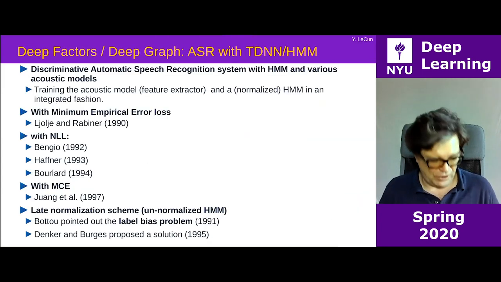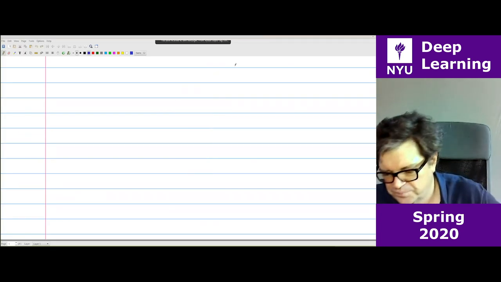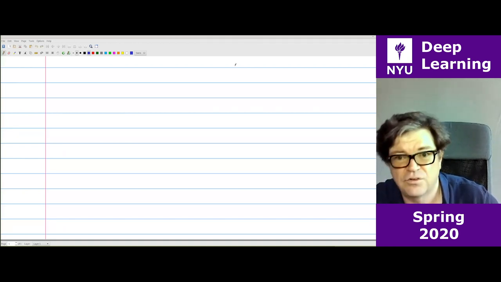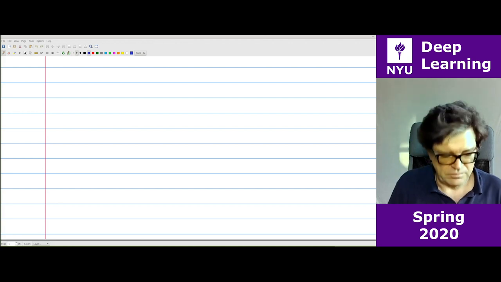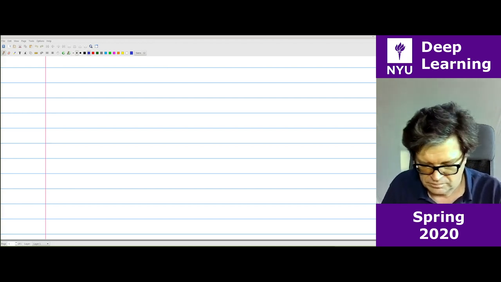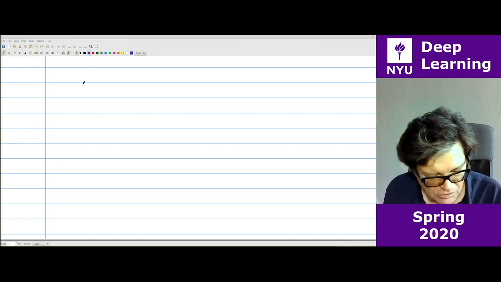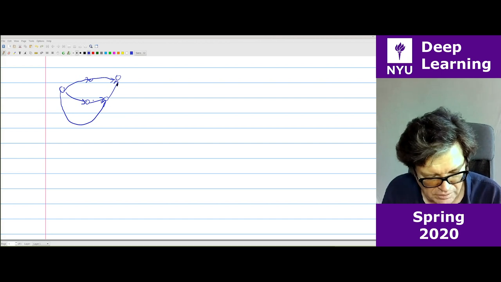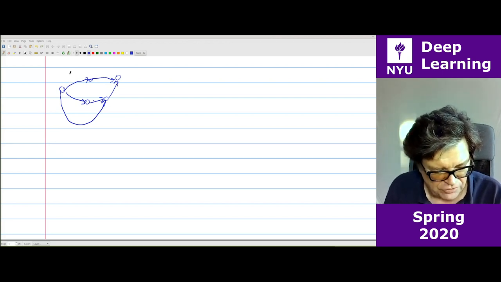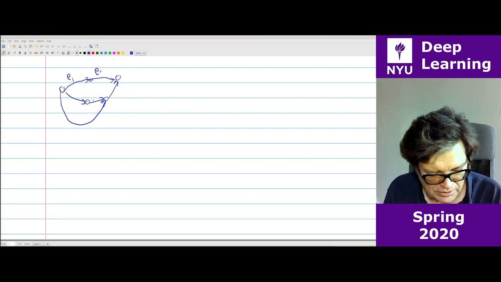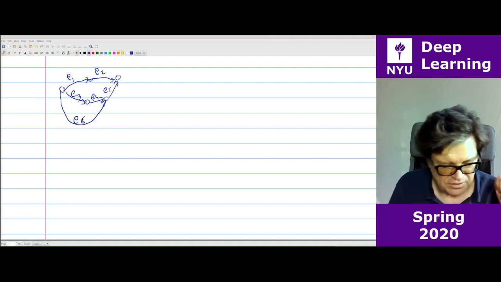And I don't have a slide for this, so I'm going to switch to drawing it. Okay, so all right. So you have one path, you have another path, and maybe another path that skips over here. Okay, and each of those has an energy, right? E1, E2, E3, E4, E5, E6, let's say, okay?